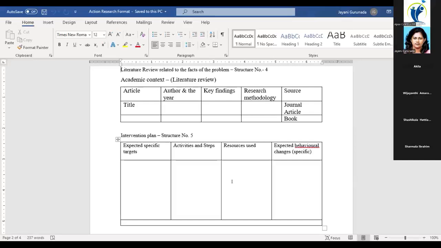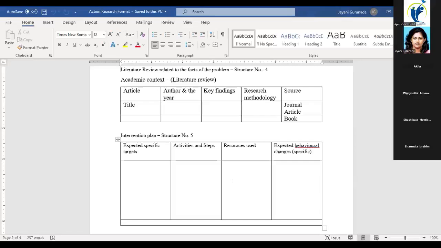So tomorrow I will show you how to write the literature review from the table and how to make the proposal presentation. How you can do that. So then, can you take 15 minutes and prepare this table?